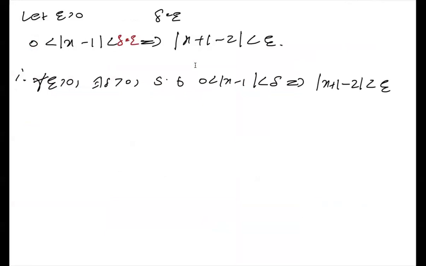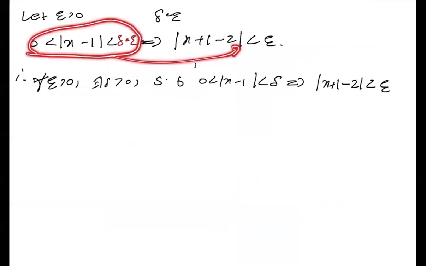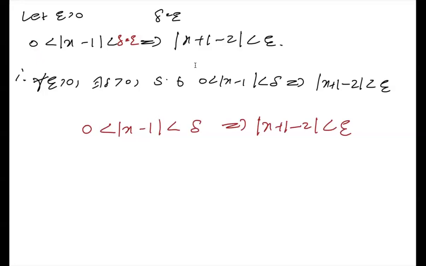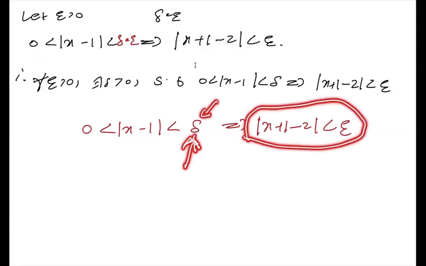Take delta to be epsilon, and if you take delta to be epsilon, this statement automatically implies this one. Because, to give a simple explanation, you have to find some delta for any given epsilon such that when you put that delta here, it should imply this inequality is true.